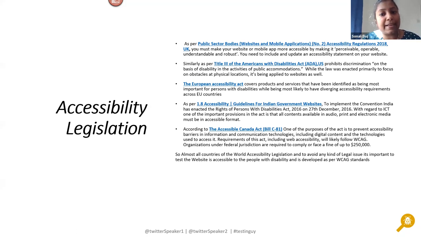Similarly, the European Accessibility Act covers products and services that have been identified as being most important for persons with disabilities, while being most likely to have diverging accessibility requirements across European countries. And as per the 1.8 accessibility guideline for Indian government websites, to implement the conventions, India enacted the Rights of Persons with Disabilities Act 2016 on 27 December 2016. With regard to ICT, one of the important provisions in the Act is that all content available in audio, print or electronic media must be in an accessible format.